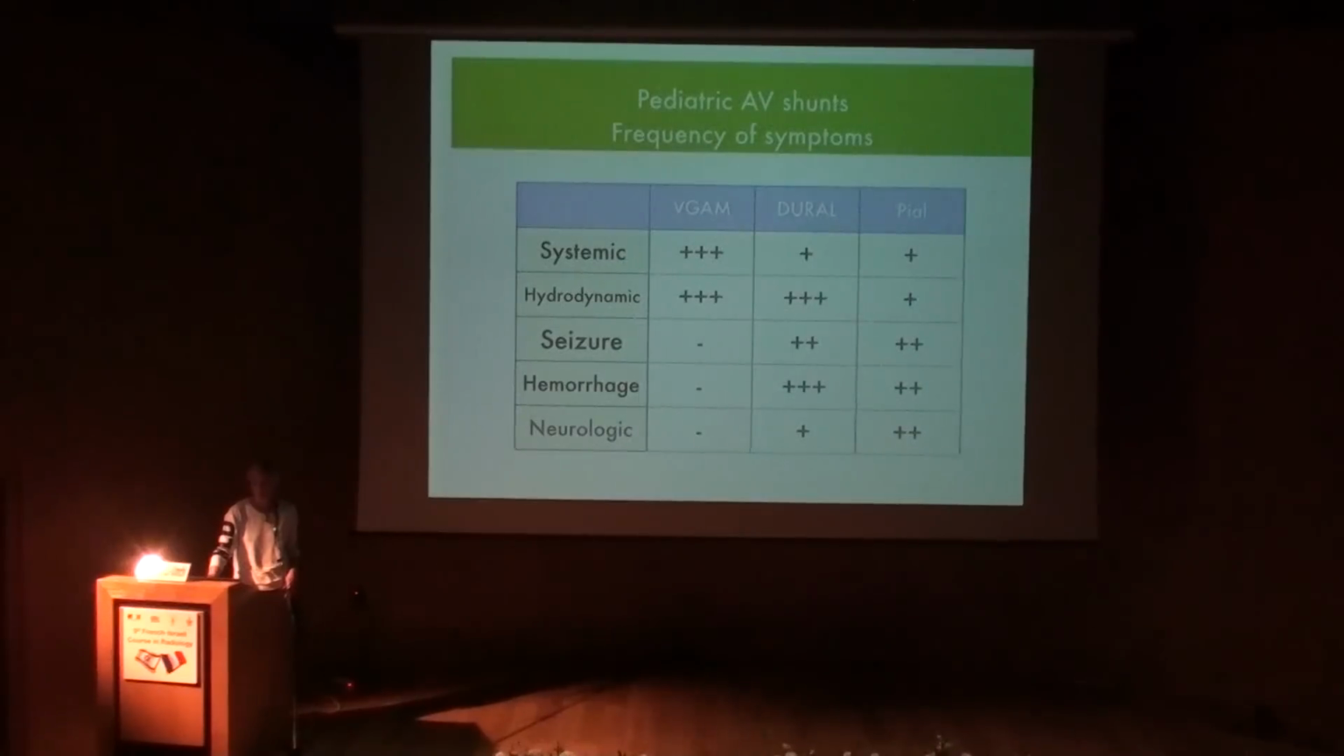If we look differently at the symptoms they have, they have the systemic symptoms, that means like the cardiac failure. Hydrodynamic means the issues of CSF and venous in the brain, seizures, hemorrhage, and neurologic deficit. And you see how it changes from the vein of Galen malformation, which is a huge shunt that takes all the blood from the body, in comparison to the PLAVM, which is a more intraaxial brain lesion, like a tumor, let's say.